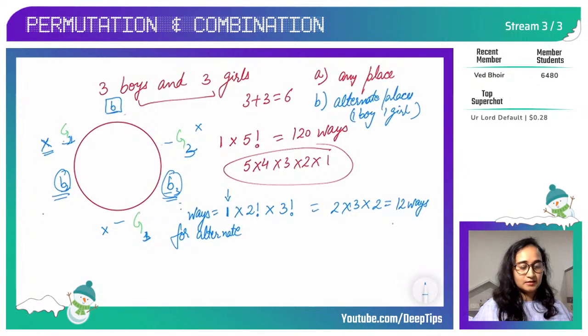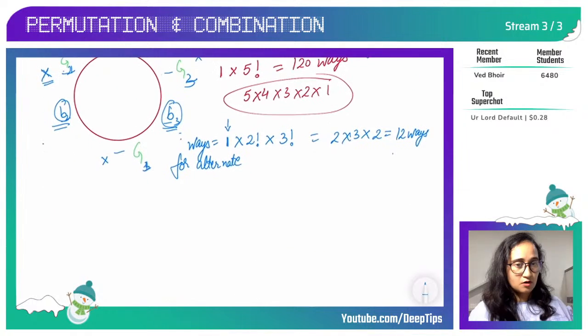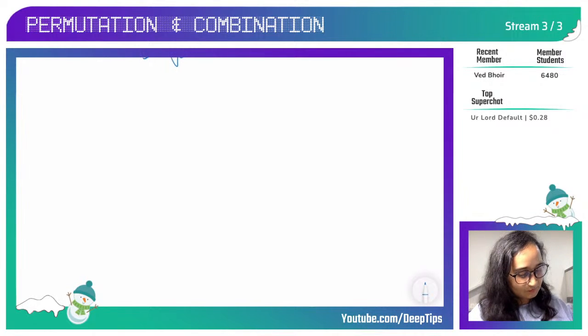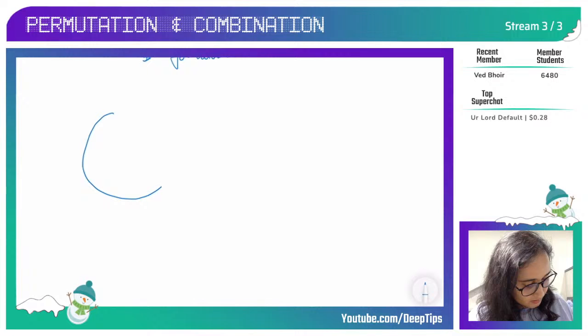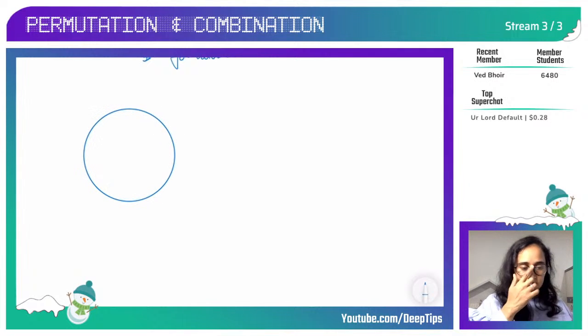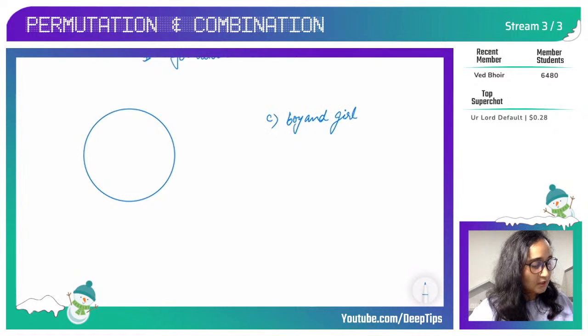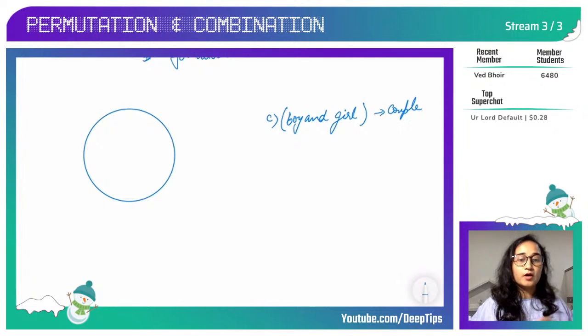Now let's take the third one. I'll draw another circle. Okay, I'm still going with 3 boys and 3 girls. So here is my circle. Still I have 3 boys and 3 girls, but now suppose, in the third case, boy and girl will sit together as a couple.